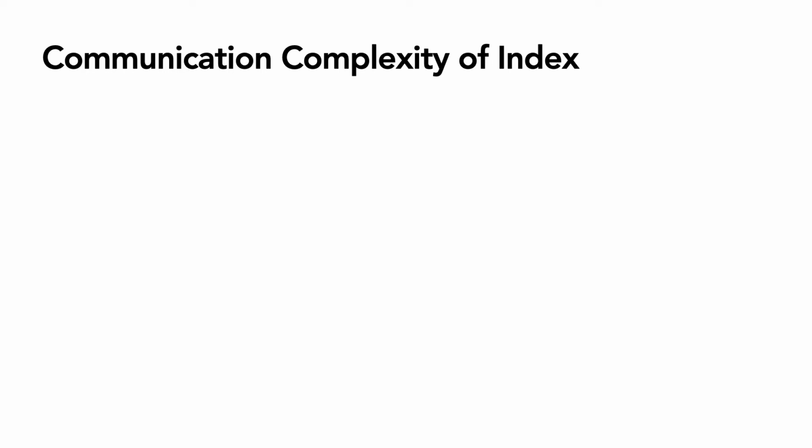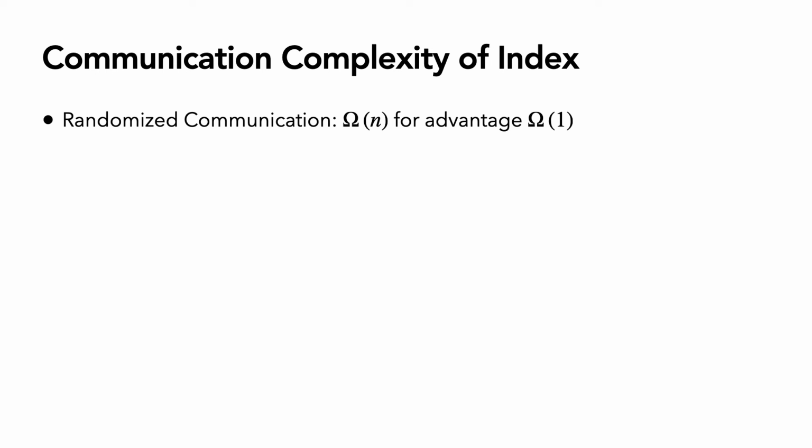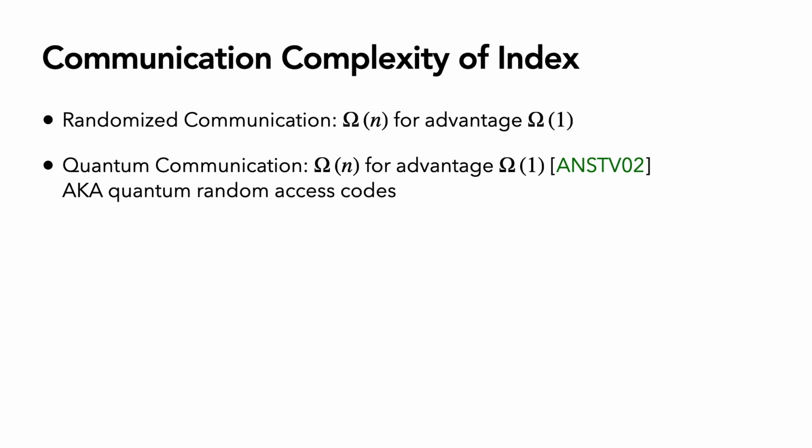Before looking at the proof of the conjecture for classical and quantum pure state cases, we shall briefly look at what is known about the communication complexity of the index function. One can show that for randomized communication, we need a linear number of bits to get a success probability that is a constant above a half. Similarly, for quantum, it can be shown that we still need a linear number of qubits. This result is usually discussed in the quantum literature in terms of quantum random access codes.